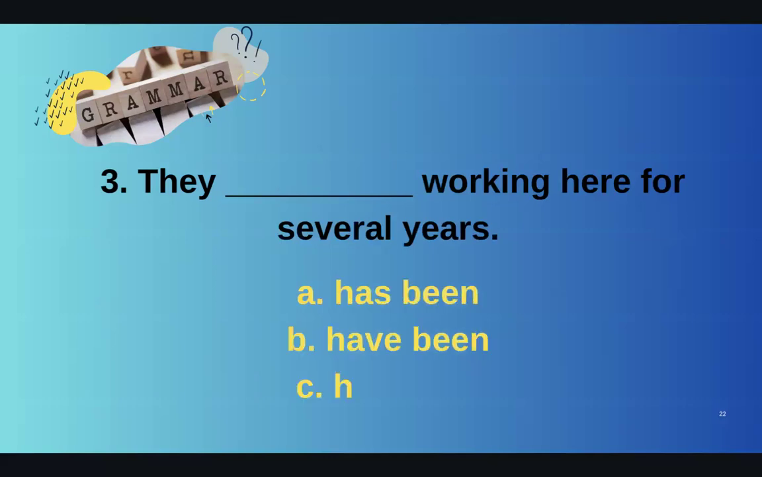Number 3. They working here for several years. A. Has been. B. Have been. C. Had been. The correct answer is have been. Have been is correct as the subject they is plural and the action is ongoing.